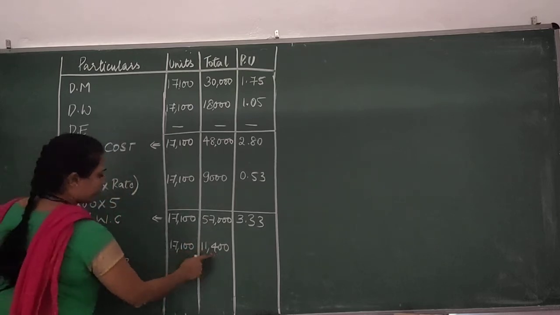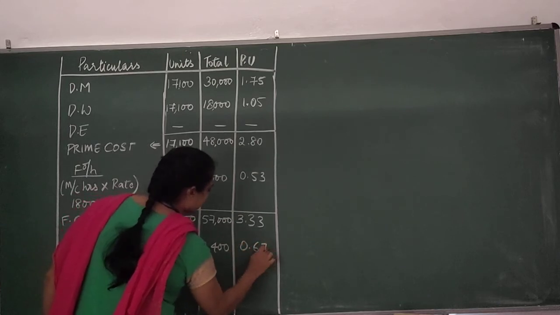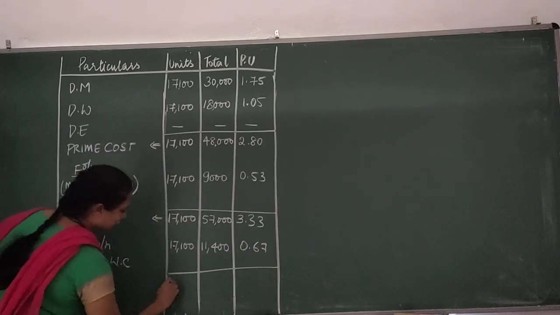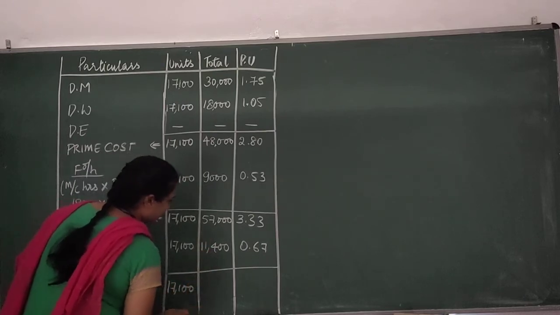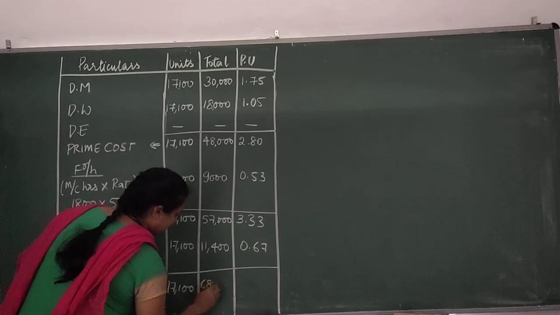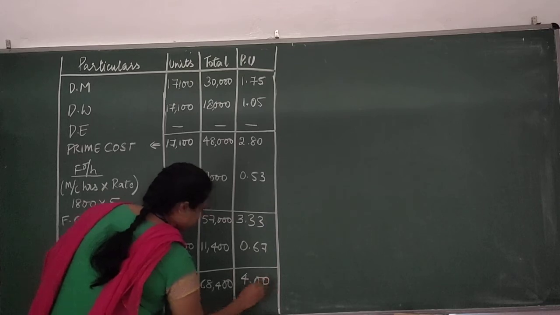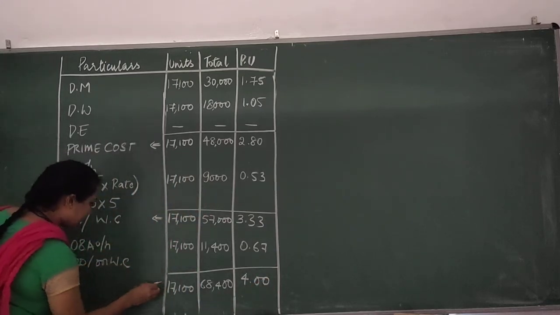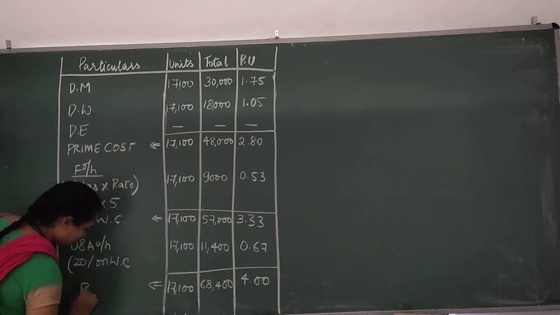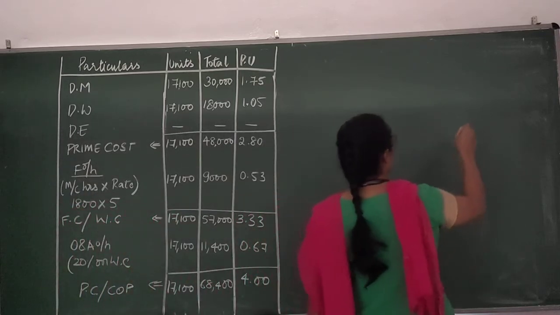So for how many units? 17,100 units. So for 1 unit, how much does it come to? It is 0.67. So you will take the final total 17,100. Here when you add, you will have around 68,400, and here it is 4.00. It is 4 rupees. Yes. So what is this called as? This is called as production cost or cost of production.